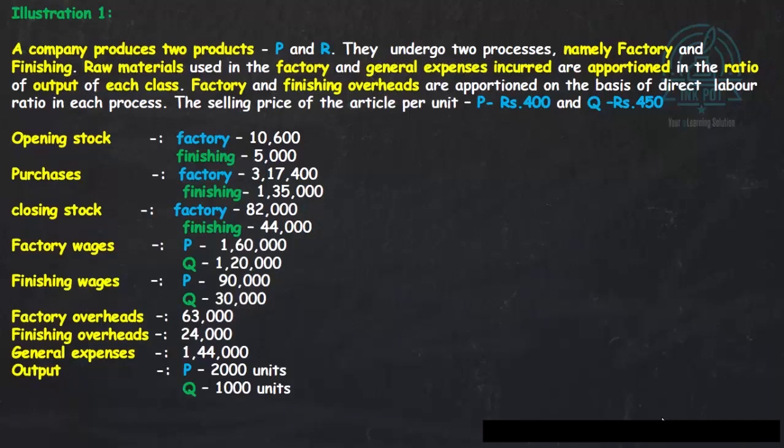So we all know that in case of process costing, we make separate account for each process. Now we have two products P and R. So this is not R, sorry. This is P and Q, right? This is P and Q. Now we have two products P and Q. Now we have to make account for each process.